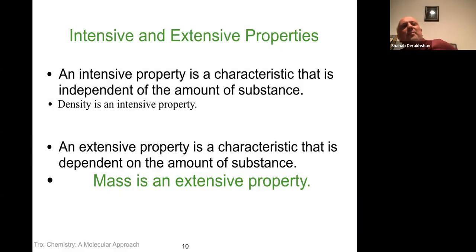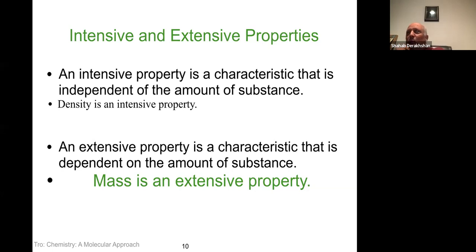One more thing I need to say about measurements: when you're measuring things, there are two types of quantities. Some quantities depend on the amount of sample. So for example, when you are talking about mass, depending on how much material you have in your sample, you will have different mass. So it depends on the amount. Those things, we call extensive properties.